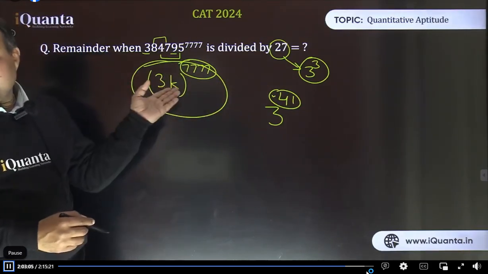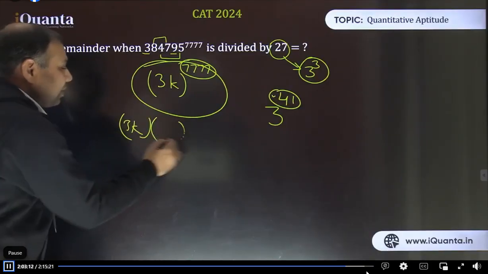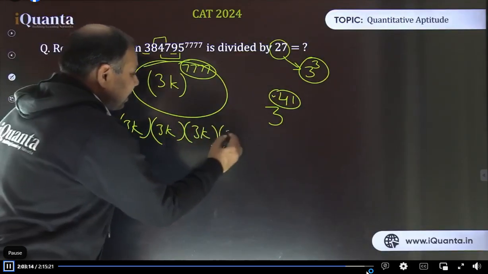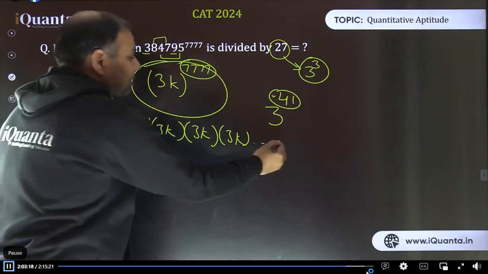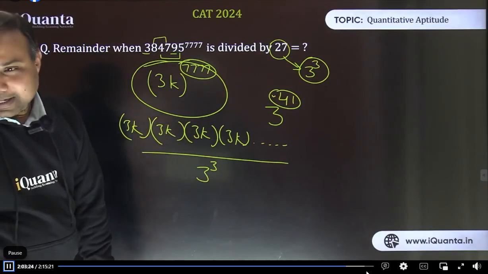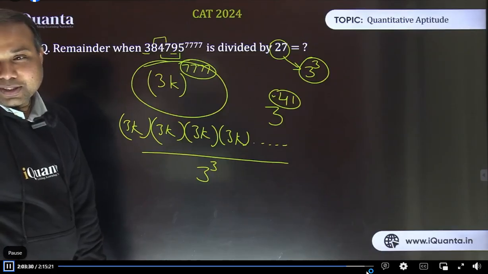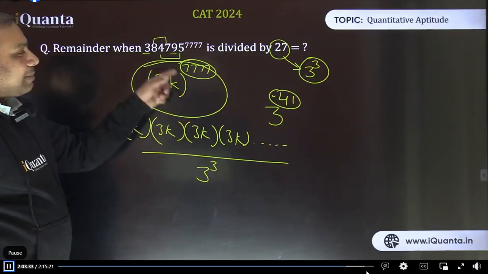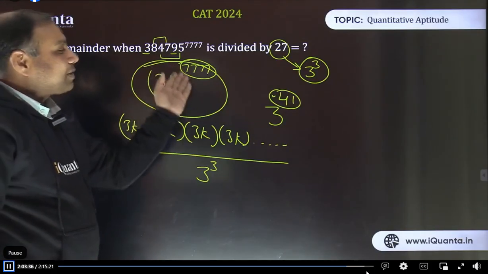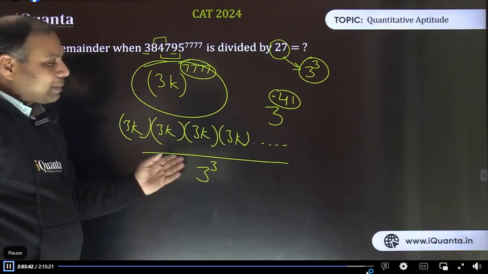Will it not be divisible by 3 power 3? It will be, right? Because this number is a multiple of 3, 3k, again 3k, again 3k, again 3k. How many times? 7777 times. So is this number divisible by 3 power 3 or not? Yes, it is divisible. So basically this number was a multiple of 3 and we have a product of 7777 such numbers. So this product is certainly going to be divisible by 3 into 3 into 3.